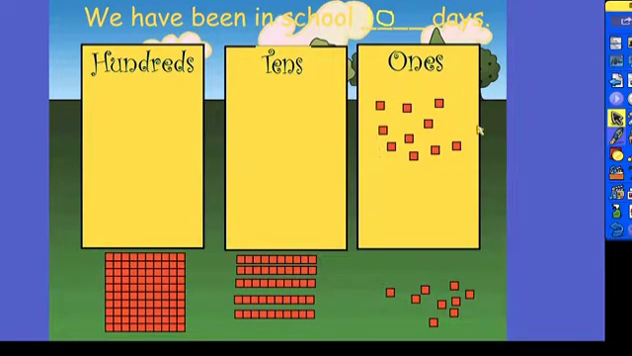When we have 10 ones, we can scoop all 10 of those up and put them together to make one of these 10 bars. The 10 bars must be in a different room of our number house. This is our ones room, and this is our tens room. So if I move one of these 10 bars up, I have to take out the ones that are over here. Otherwise, we'll have way too many.